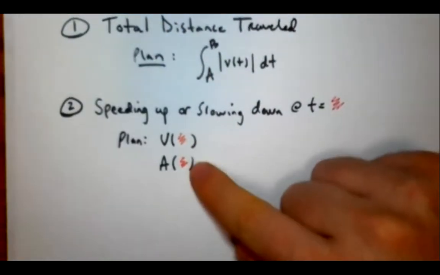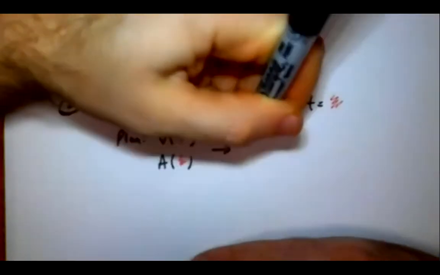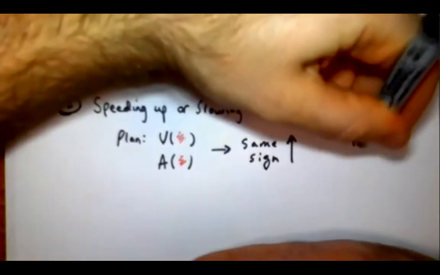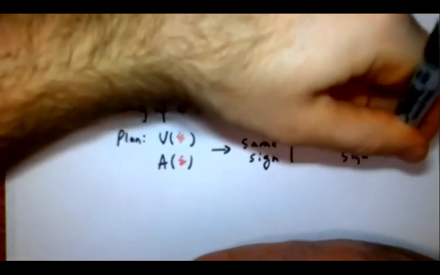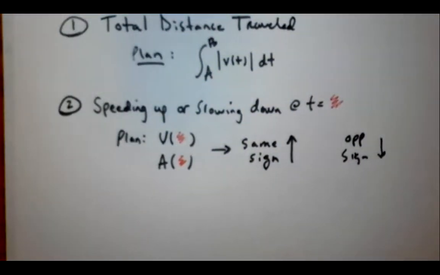So we're going to find these two things. Yes. Good. And then if it's the same sign, it's speeding up, and if it's opposite sign, if it's different sign, it's slowing down. That's all you need. So if you know the plans, we're going to go through each one. If you got a plan when you see it, you'll be home free. It's just a matter of typing it out. All right. So that's total distance traveled, and then speeding up and slowing down.